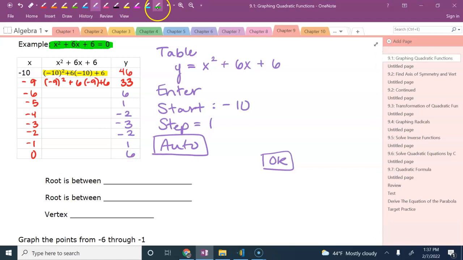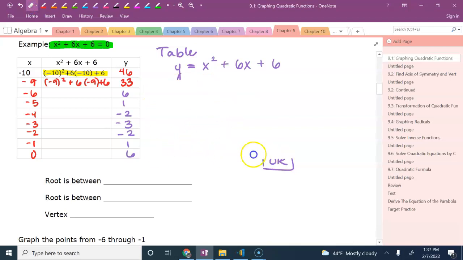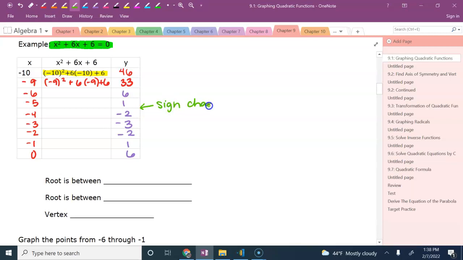Now, if you take a look at these numbers here, I'm going to erase some of this stuff so I've got some space to write here. If I look here, I was at 46, 33. I skipped a couple here, so now I'm at 6, 1, and then -2. Right there is a sign change. Remember how I said on the previous page that we're looking for where y becomes positive to negative or negative to positive. You're looking for that sign change to happen.